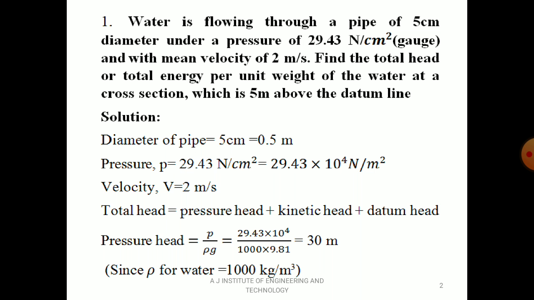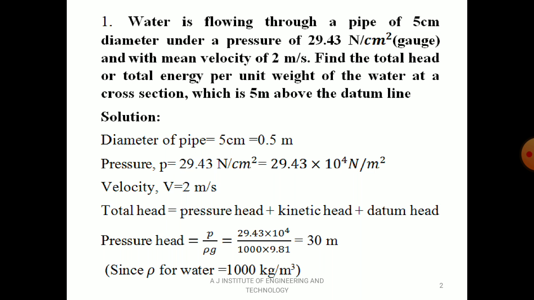So P by rho g, the P value is given in the problem as 29.43. Now 29.43 Newton per centimeter square is not the SI unit. The SI unit of pressure is Pascal or Newton per meter square. So we have to convert from Newton per centimeter square to Newton per meter square. 1 centimeter is 10 to the power minus 2 meter, so 10 to the power minus 2 meter whole square goes to the numerator and becomes 10 to the power 4 Newton per meter square. So pressure is converted from 29.43 Newton per centimeter square to 29.43 into 10 to the power 4 Newton per meter square. This is the SI unit.